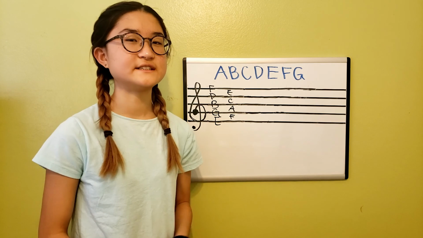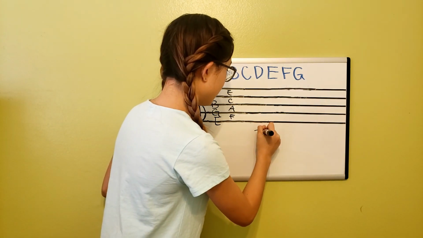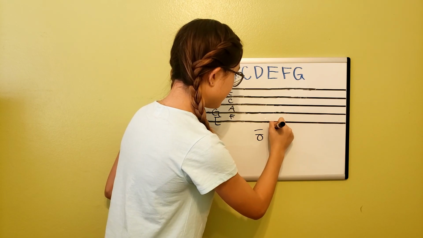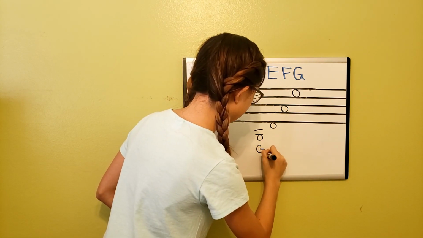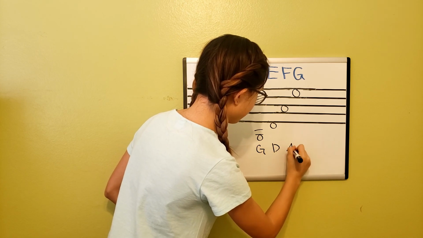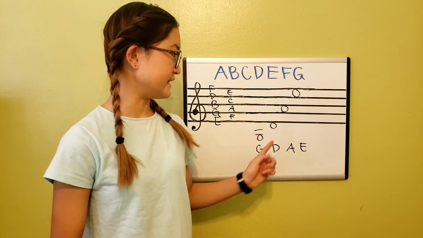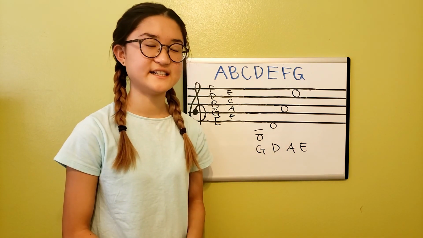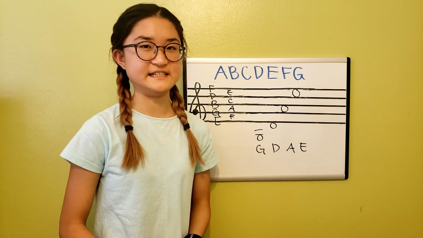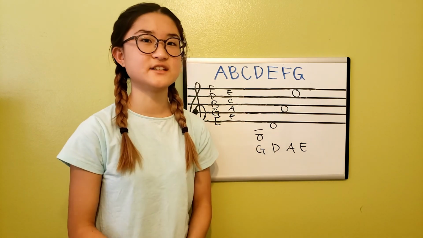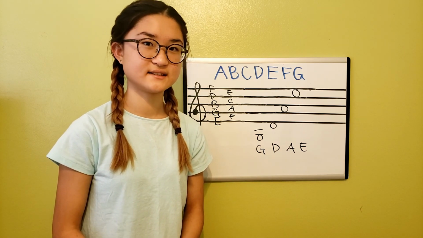Now the 4 notes that I really want you guys to know the positions of are G, D, A, and E. G, D, A, E. And I want you guys to know where these are located on the musical staff, because those are the 4 strings on the violin. And knowing the positions of these notes will really help you when you start learning the instrument.